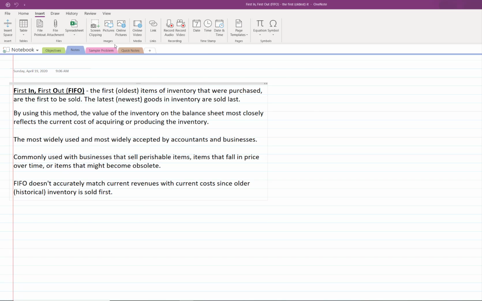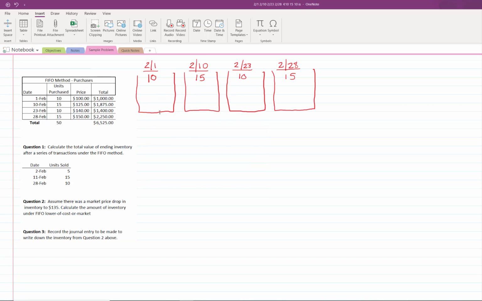So let's take a look at a sample problem. When I do a FIFO calculation, I like to set up these buckets. The reason being is it helps me keep track of my costs and how many units I have in each bucket. Each bucket represents a different lot that I purchased. So I bought 10 units on February 1st at a price of $100. I bought 15 units on February 10th at a price of $125. So on and so forth. It just helps me stay organized when I'm trying to calculate this. There may be better methods out there for you, but this is what helps me keep everything straight. So let's look at question number 1.